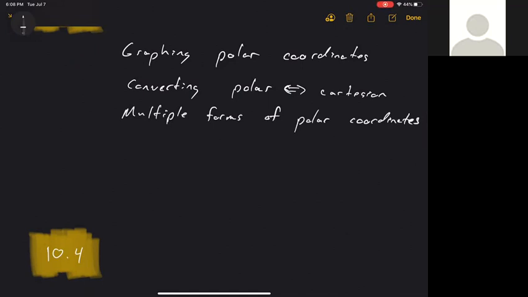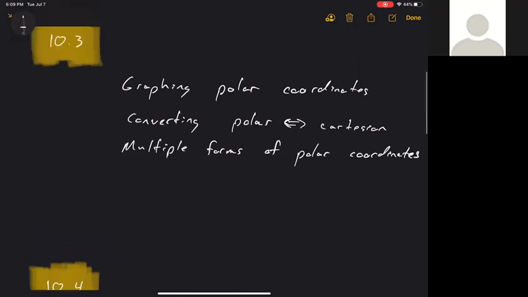So I wouldn't worry about, 10.3 also had derivatives of polar functions. Do not worry about the derivatives in section 10.3. Apparently, since it wasn't on the homework, I was told it shouldn't be on the test. So this is really everything from 10.3 that could be on the test. Any questions?